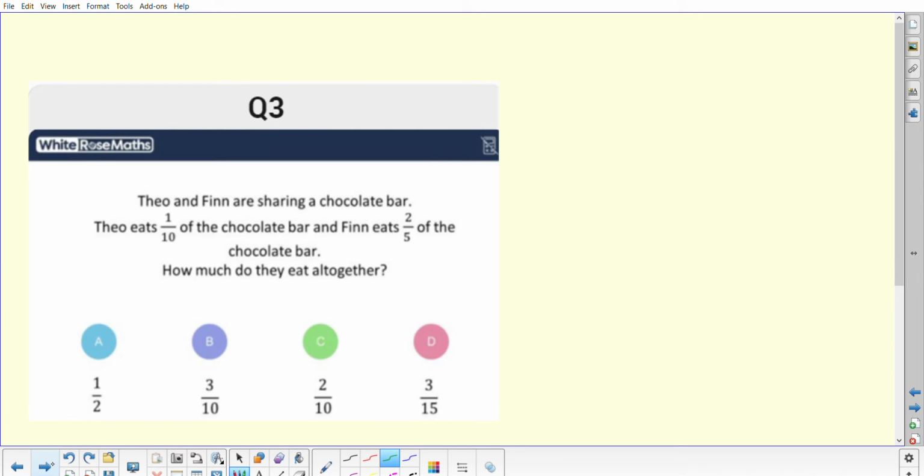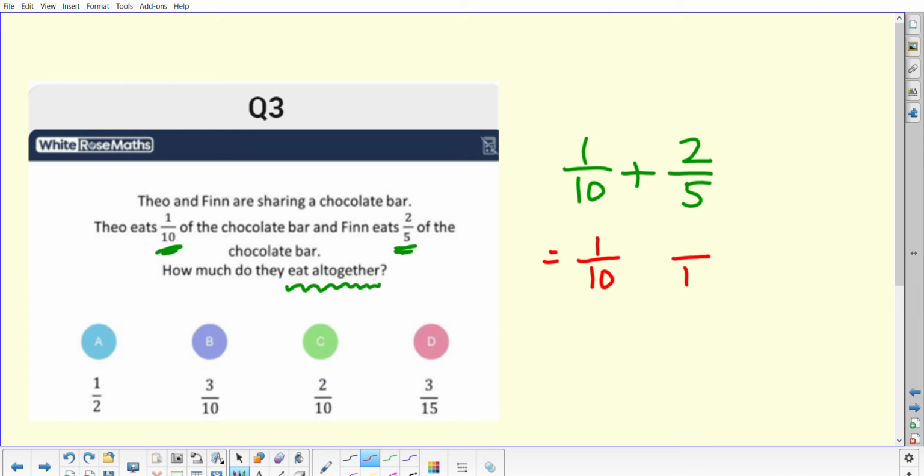For the next question, Theo and Finn are sharing a bar of chocolate. Theo eats 1/10, so that's one of our fractions. Finn eats 2/5 of the chocolate bar, so this is back to how much did they eat altogether. So altogether means that you're going to be adding the two things, so you've got 1/10 plus 2/5, and obviously to add these two fractions together we need the denominators to be the same, and in this particular instance the denominator would need to be 10. The first number that's in the 5 times and the 10 times table is 10.